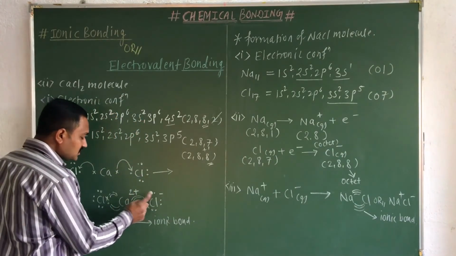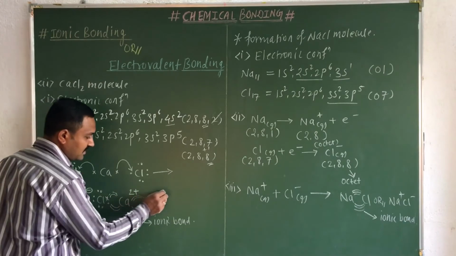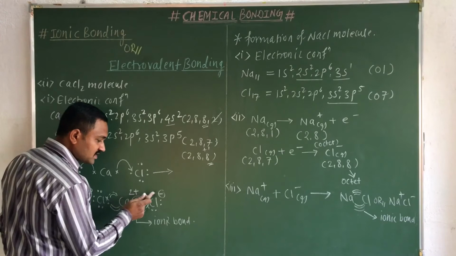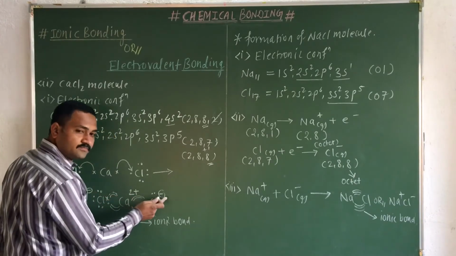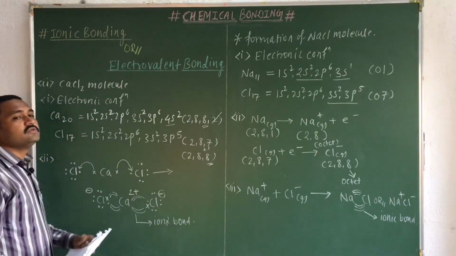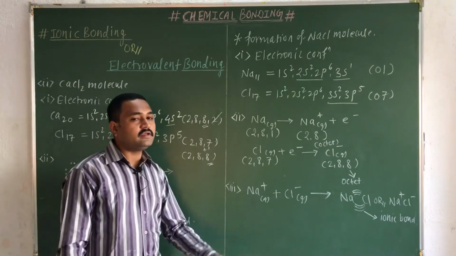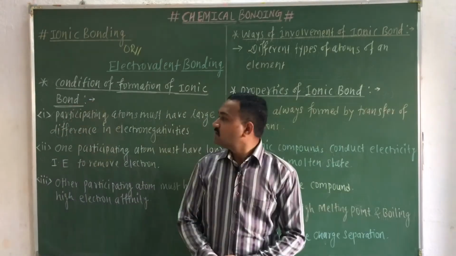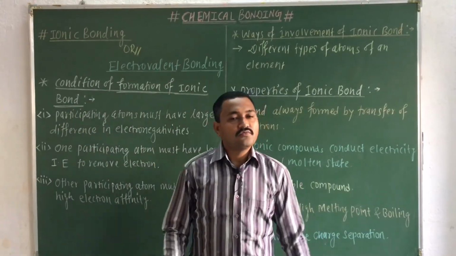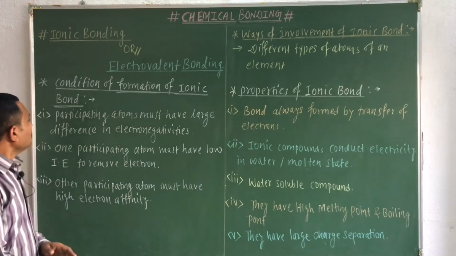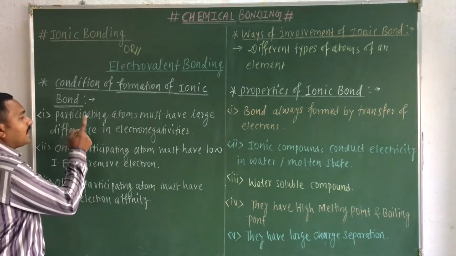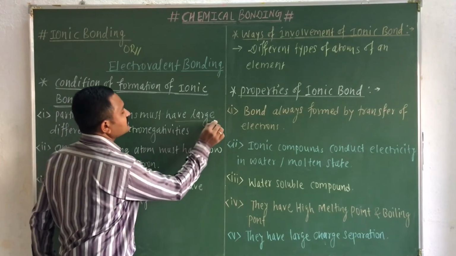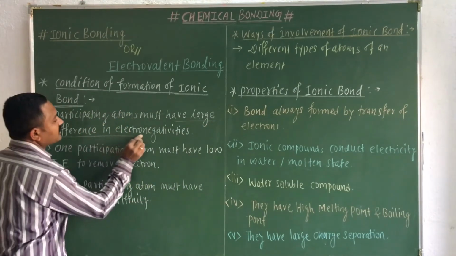But due to these opposite charges, Cl minus and Cl minus, and the calcium having a 2 plus charge, with each chlorine having a negative charge, there will be the formation of your ionic bond. So this is another simple example regarding this. Now consider the conditions for the formation of an ionic bond. Remember here, the participating atoms must have a large difference in electronegativities.